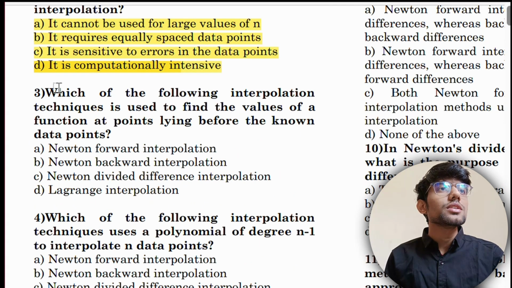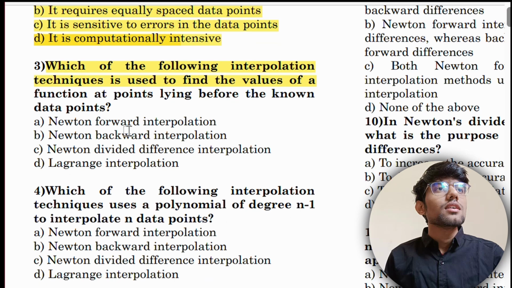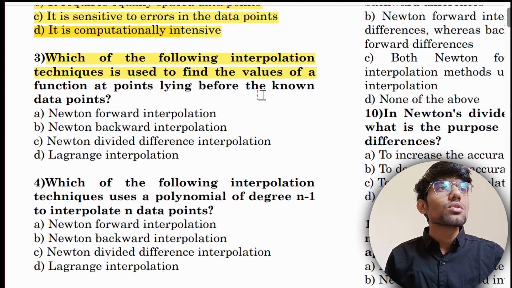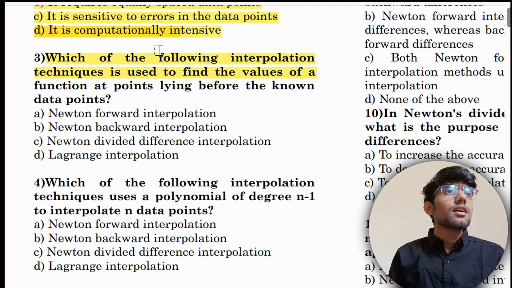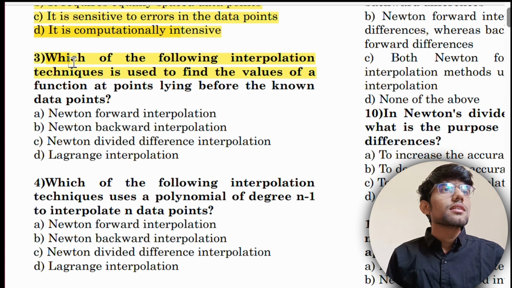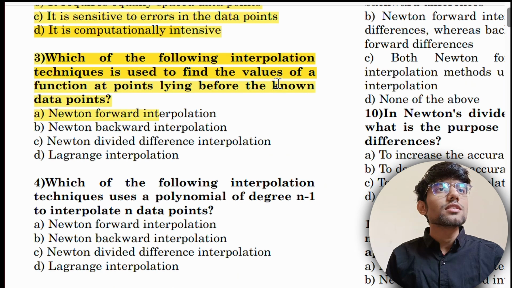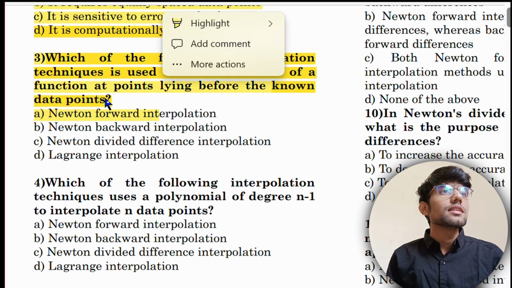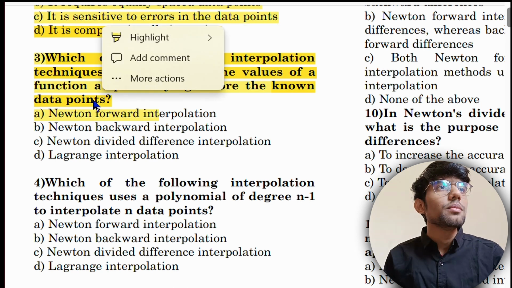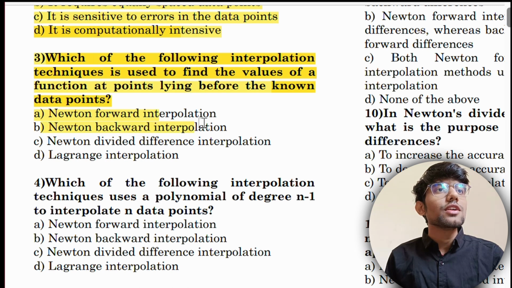Now the third question is: which of the following interpolation techniques is used to find the values of a function at points lying before the known data points? Here you have to see the known data points, and its answer will be B, Newton's backward interpolation.